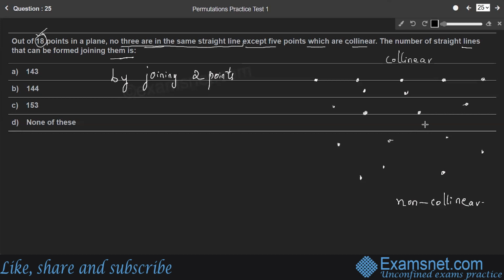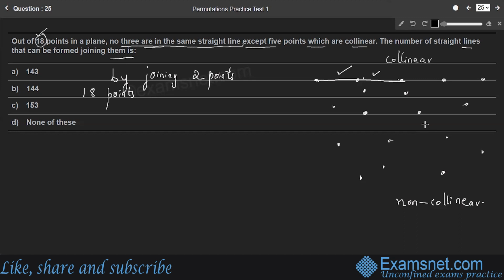2 points, right? Here there are 18 points. Totally there are 18 points, right? So here you should not consider the straight line by joining first 3 points which are collinear. Here I am showing, right? So 1, 2, 3, first 3 points, you should not consider this line because this line contains 3 points here, right? Therefore, just avoid these type of lines.